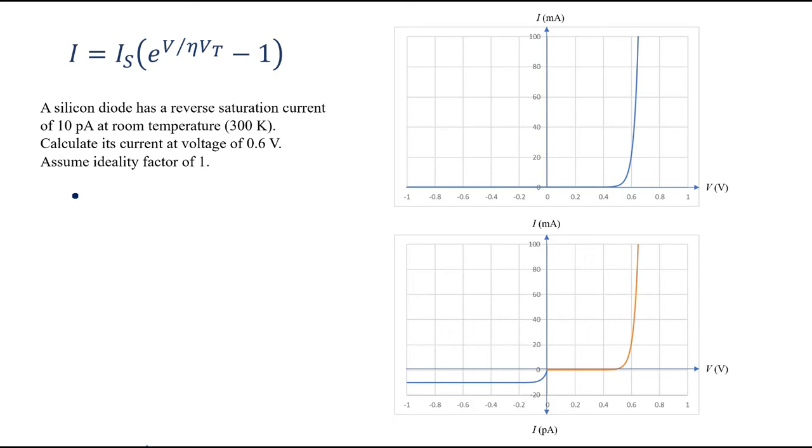The solution is very simple. You just need to put the numerical values into the equation and calculate the current. You should only be careful about the units. For example, IS is given in picoamps, which should be changed to basic unit amps. You know that the prefix pico means 10 power minus 12. So you need to multiply 10 picoamps by 10 power minus 12 to change the unit to amps. Even if you don't change picoamp to amp, it's okay. You will have the answer in picoamps, which you can change to other units later.